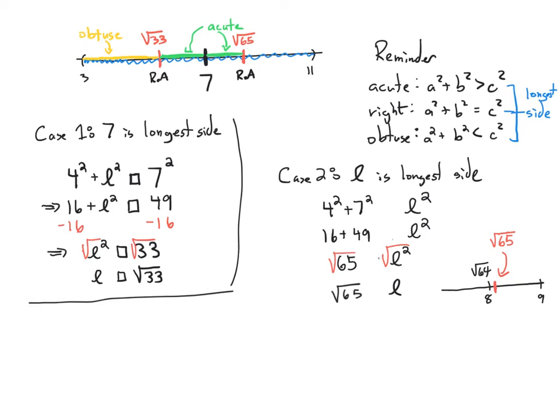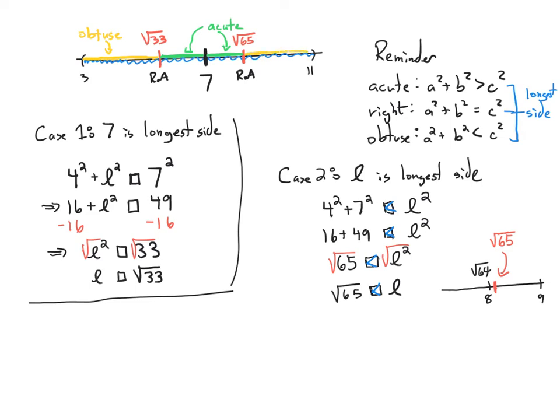I'll put my boxes back in. Imagine if we were testing the Pythagorean inequality for an obtuse triangle. And if we were, we would have less thans all the way down, because then the longest side would be very long. And in this case, when L is greater than square root 65, when it's bigger, then we would have an obtuse triangle. And that is this area here.